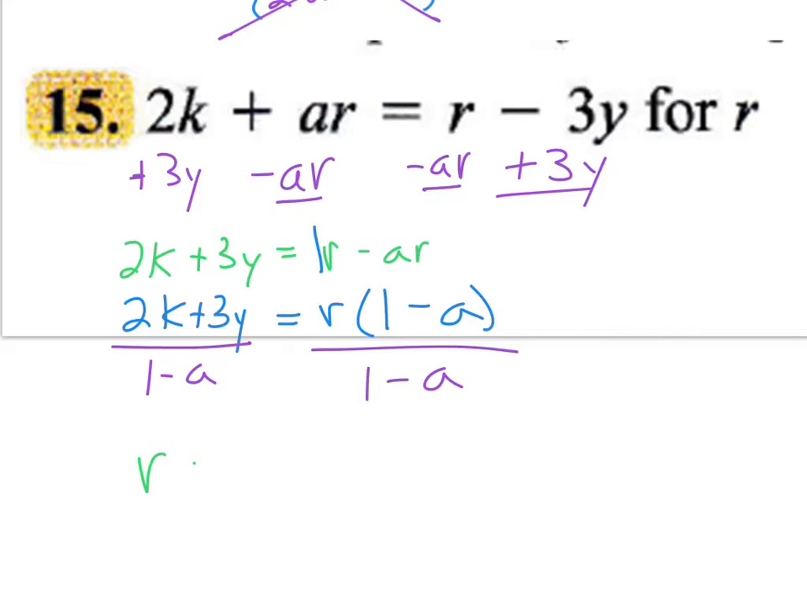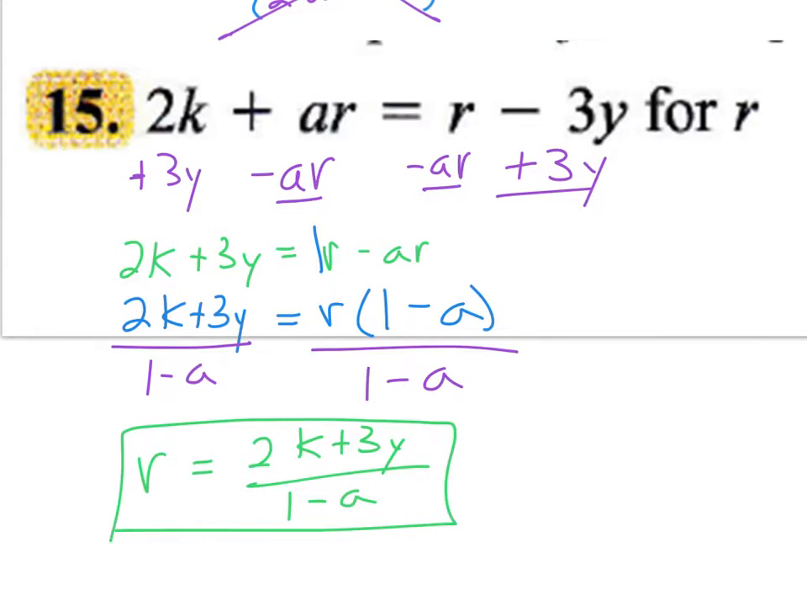And we end up with our formula solved for R. So R equals 2K plus 3Y over 1 minus A. And I call it a formula, but really it's not. It's just an equation that we have. It doesn't represent anything in the real world, but that is what it looks like if we solve it for R.